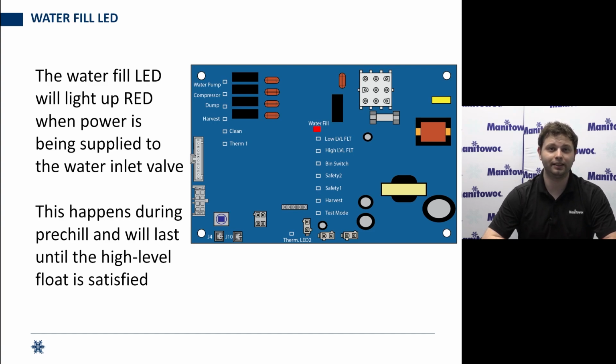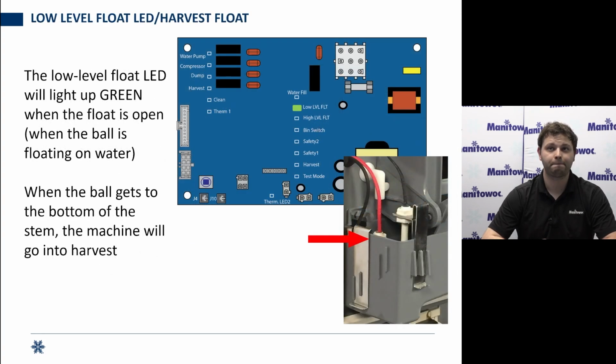And you'll normally see this LED on during pre-chill, and it will last until that high level float, that water level float, is satisfied. Next is our floats. Again, a green LED, and what we're looking for is for that bobber to float on the water. That's when our LED will show up. That's when it's open or considered open.